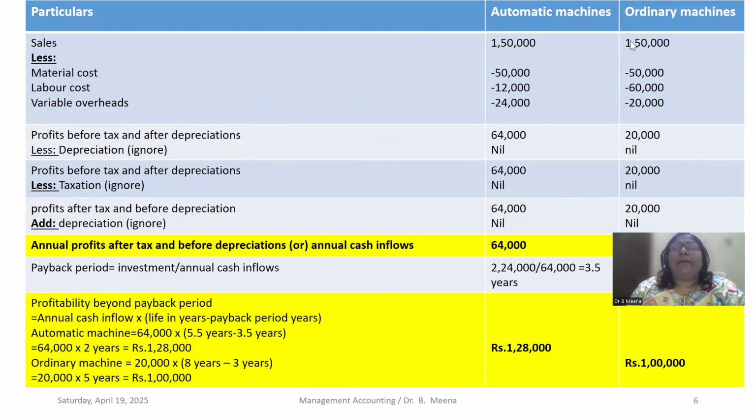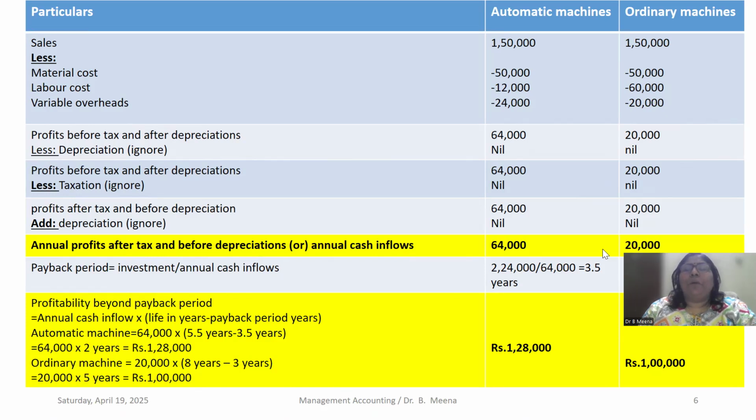Simply, work it out in the format. What is the sales for both the machines, and compare the cost as per the problem. That gives me 64,000 for the automatic machine and 20,000 for the ordinary machine as profit before tax and after depreciation. Since the problem doesn't have tax and depreciation, I have both the answers as my annual cash inflows, or otherwise call it annual profits after tax and before depreciation.